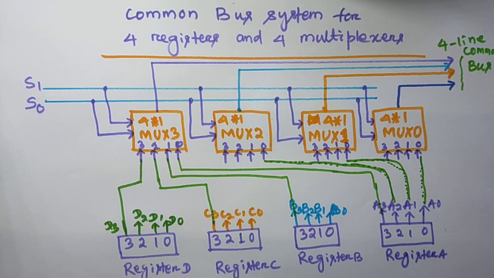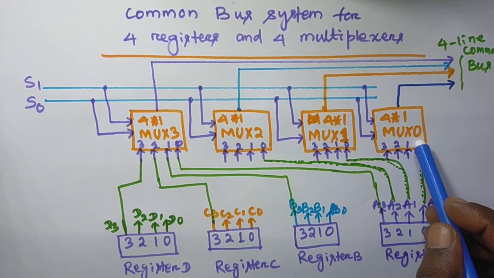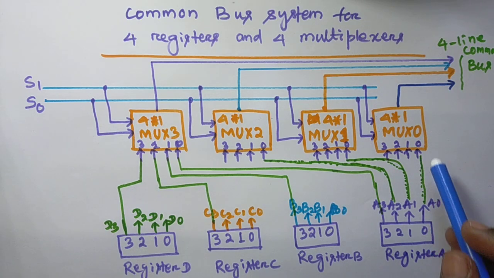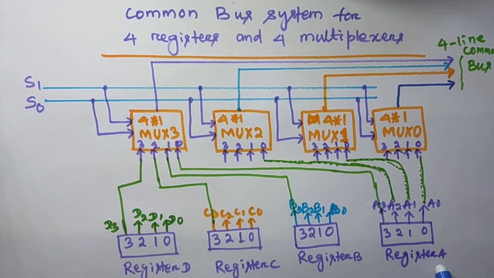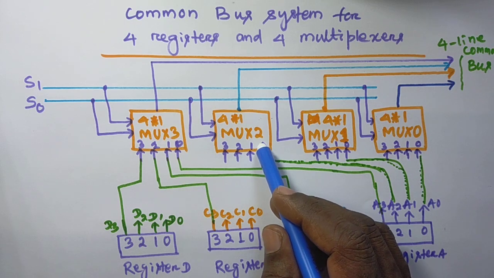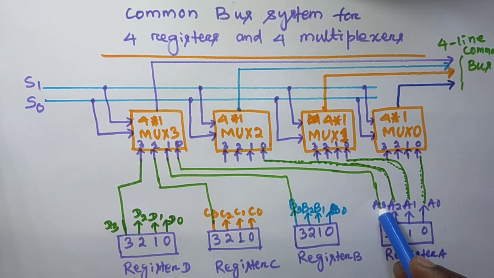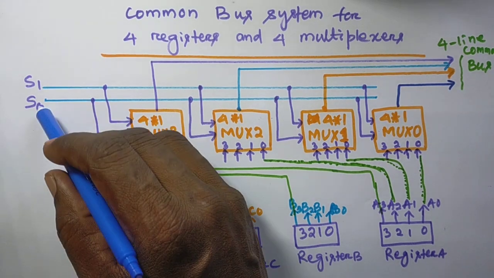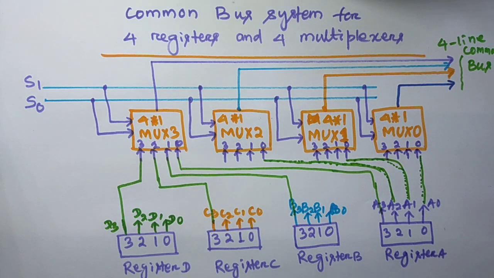Okay, now we see it in a very simple way, very basically. First of all, once again I will tell you, if we go through 0, then what happens? You see, 0 value is considered for register A. You see A0 here, A1 connected, again 0 of the second multiplexer, A2 connected again 0 of the third multiplexer, and A3 also 0 of the fourth multiplexer. So if 0 value is considered by S0 and S1, obviously it will consider only register A.